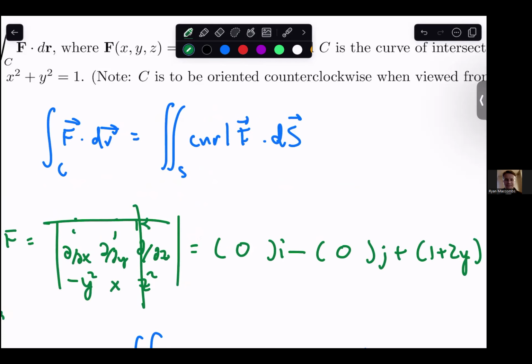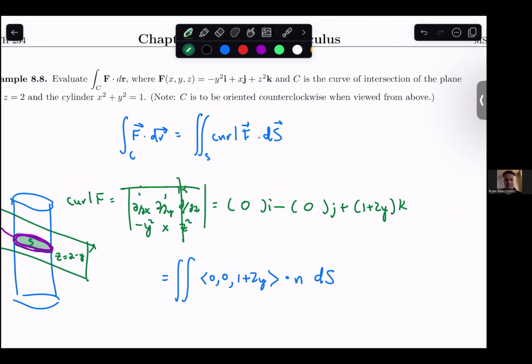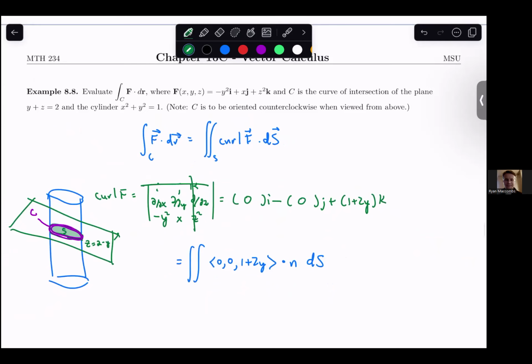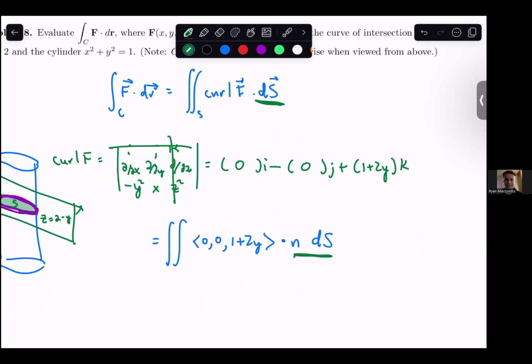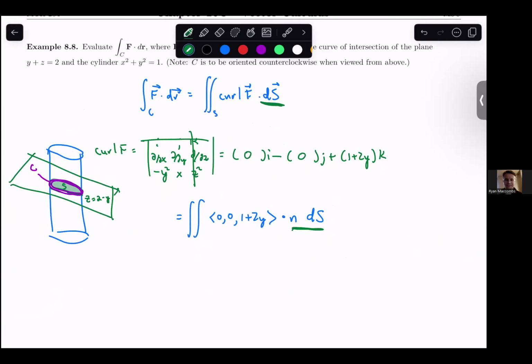That means I need to calculate the curl. I spent a little time calculating it, and you can see that I got the vector 0, 0, and 1 plus 2y. So that was my curl of F. Now remember, dot dS is just notation. It means that you're dotting with a normal vector from your surface and then doing the regular surface integral like we did in 16.7. And so I've started to swap in some of that.